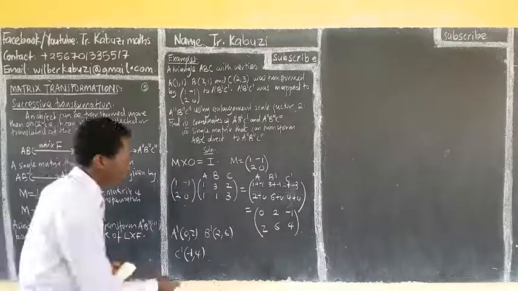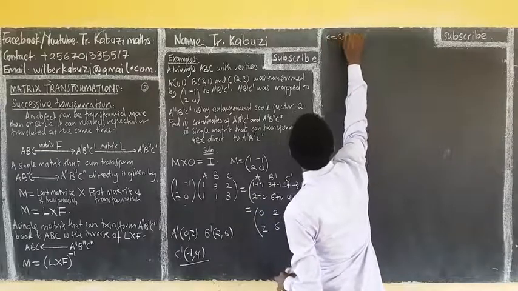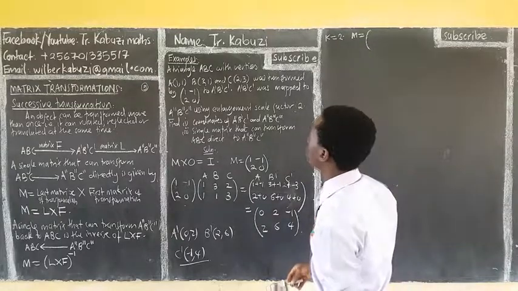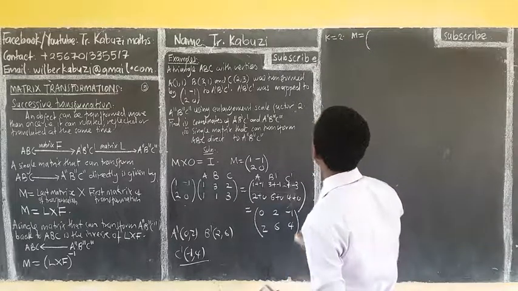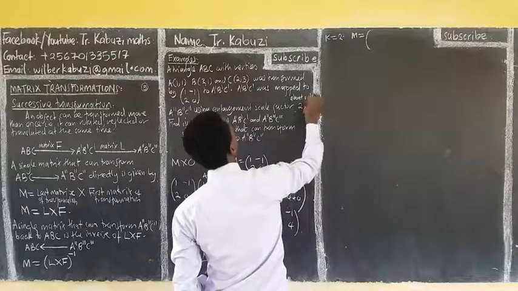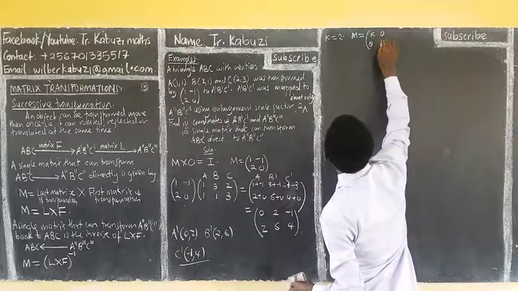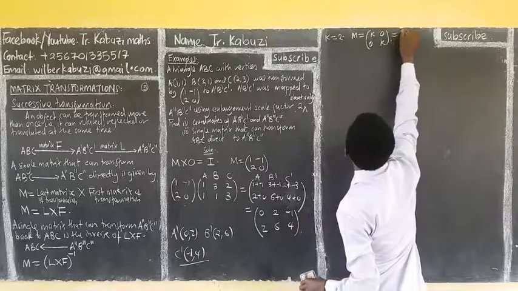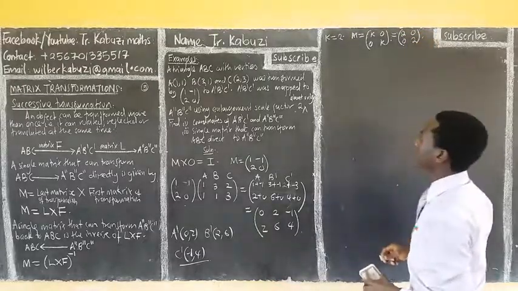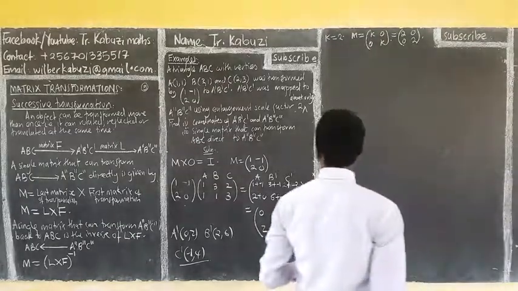Now if we are talking about enlargement scale factor, we know that our k is 2. I will set our matrix with scale factor 2 about the origin. Enlargement about the origin is always given by k, 0, 0, k. So now our k is 2, so it is 2, 0, 0, 2. This is our matrix of enlargement about the origin.